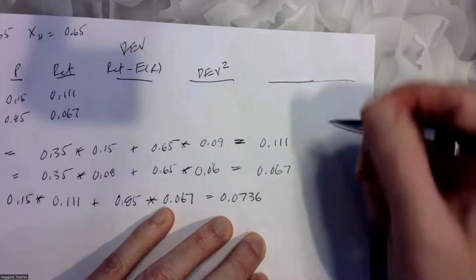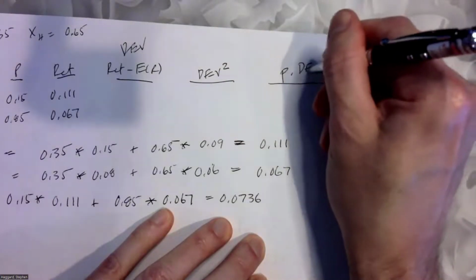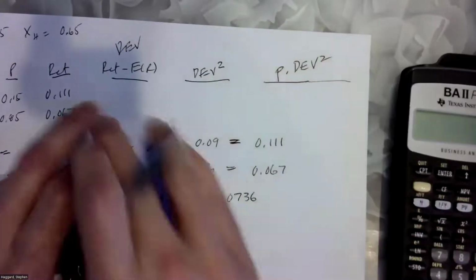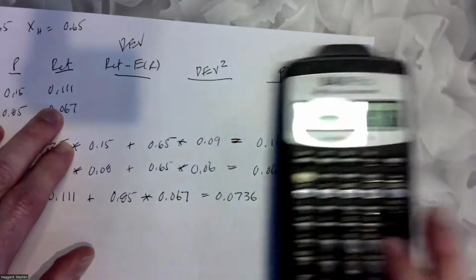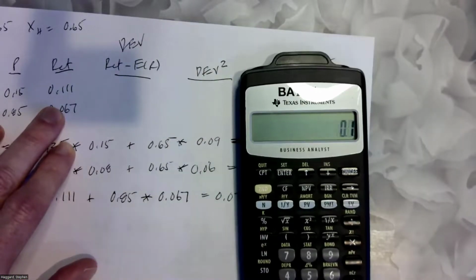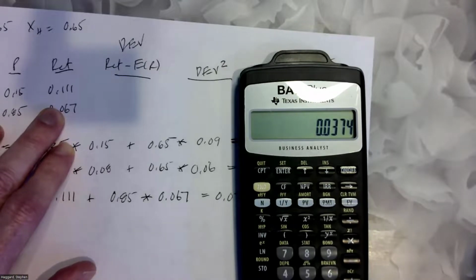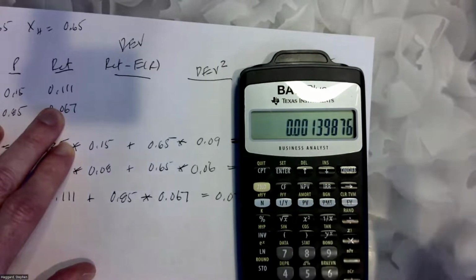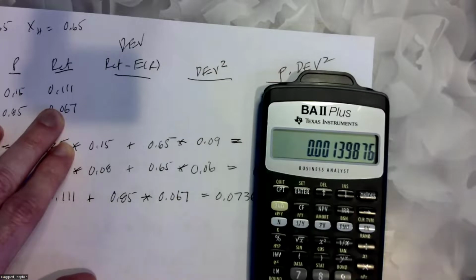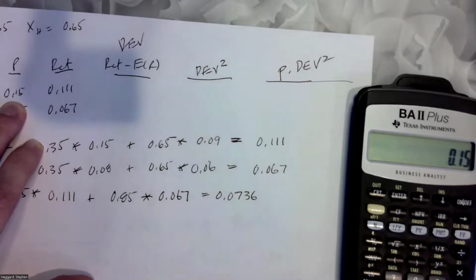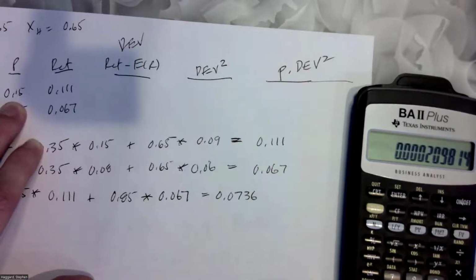Multiply the probability. Yeah, probability times the deviance squared. Okay, so let's go ahead and do this. I'm not going to write these down, but we're going to go all the way across. I'm going to take 0.111 minus recall 0. I'm getting 0.0374. I'm going to square that. I'm getting 0.00139 and some stuff. Now, the very last step, I'm going to multiply by the probability. I'm getting 0.0002. Is that what you guys are getting?